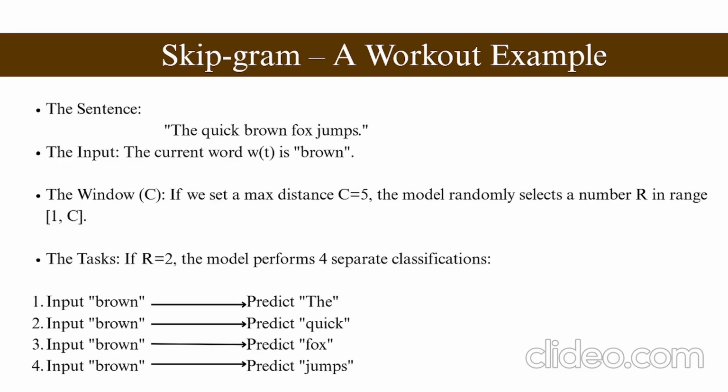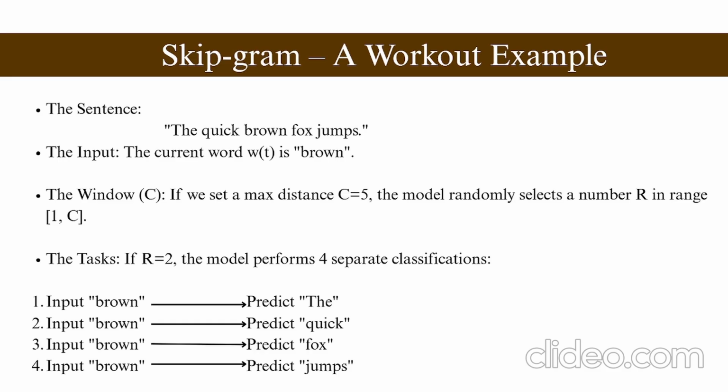Let's apply the skip-gram logic to our example sentence: the quick brown fox jumps. Suppose our current word w_t is brown. The model first determines the window, which is C. If we set a maximum distance of C equals 5, the model doesn't always look at all 5 neighbors. Instead, it randomly selects a number R between 1 and C for each training step. If R equals 2, the model sets its sights on two words before and two words after brown. This creates four distinct classification tasks.